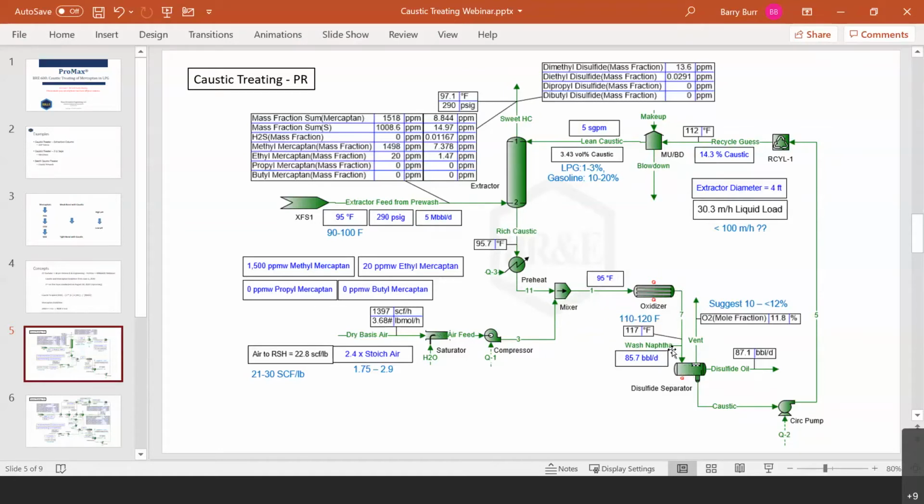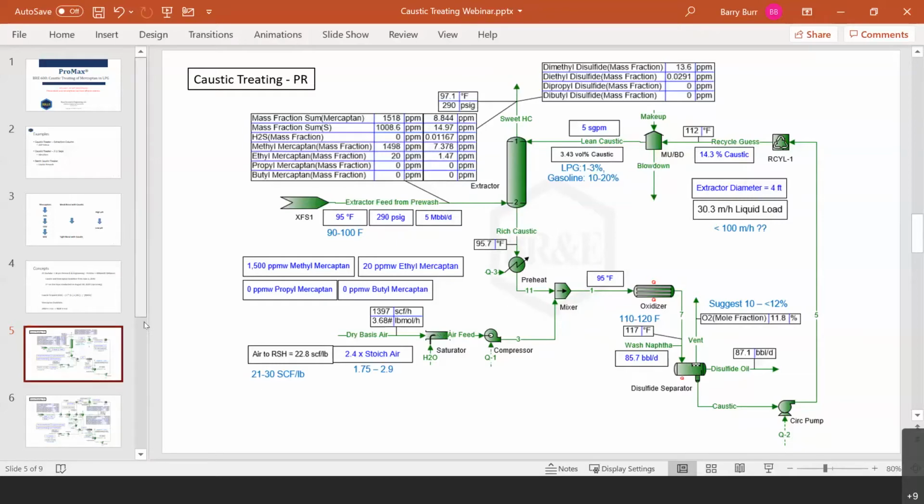We add some naphtha to provide a sufficient amount of hydrocarbon phase for extracting the disulfides into. And this is a three-phase separator. So we have some vent gas, we have this lighter disulfide oil stream, and then we have our regenerated caustic, and it is circulated back up to the very front end to enter the extraction vessel again. So that's the first case that we're going to look at.